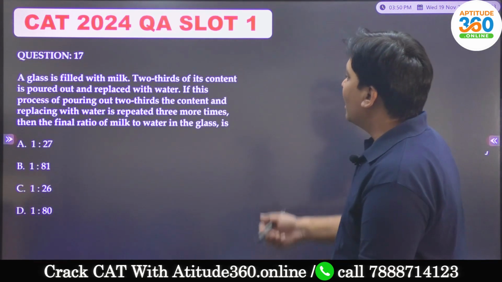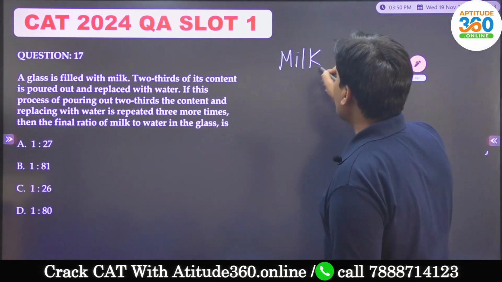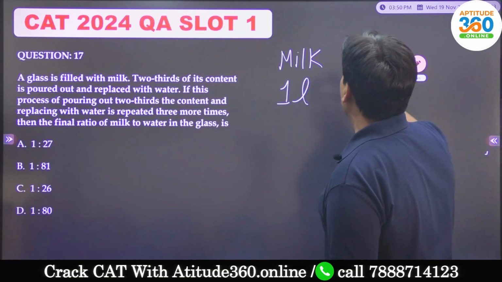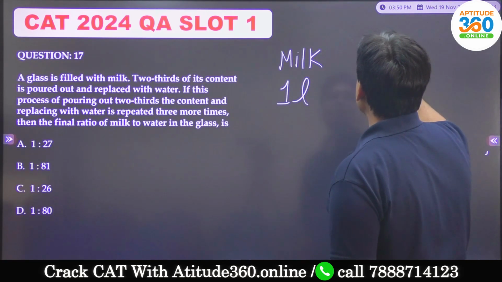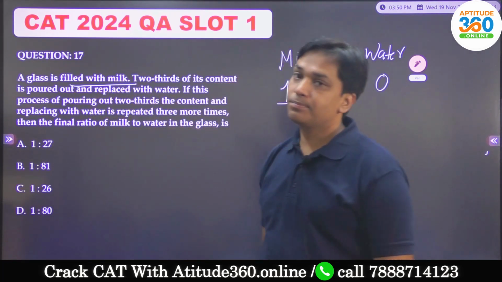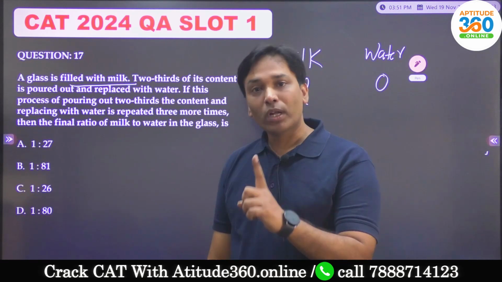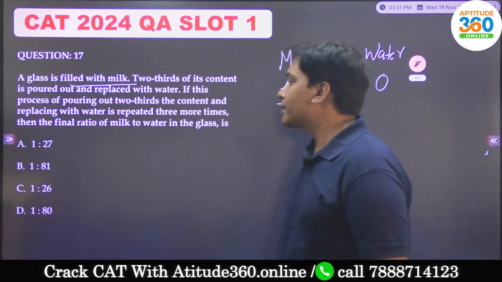It says that milk is there. Say for example, milk is 1 liter and there is no water in the beginning. It says that a glass is filled with milk. So the volume of the glass I have taken as 1 liter and it is filled with milk.